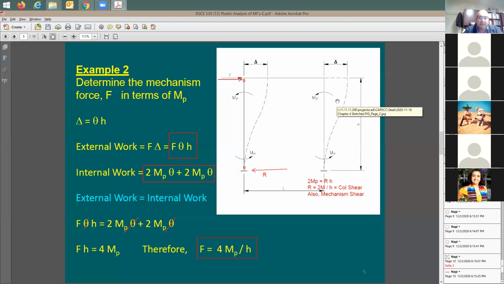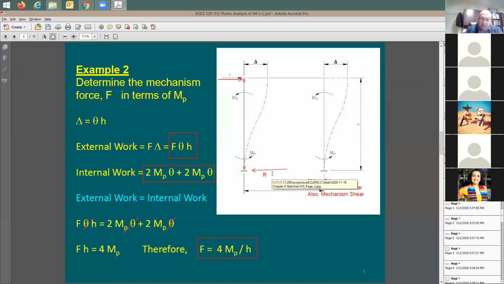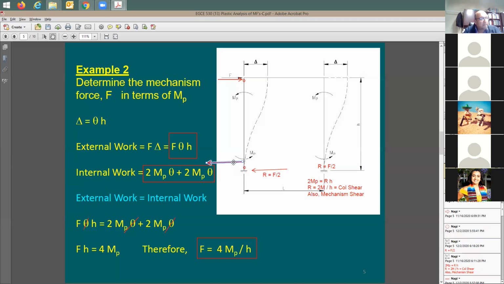If you want to do it for each column separately, this would be fine. Find the force in this column multiplied by this delta, and the force in the second column multiplied by delta. How much is the force in this column? It's going to be R, and R equals F divided by 2. So you say F divided by 2 times delta plus F divided by 2 times delta, because you have two columns. So I don't really need to multiply by 2 if I take the entire force times this delta, as if you have one object.